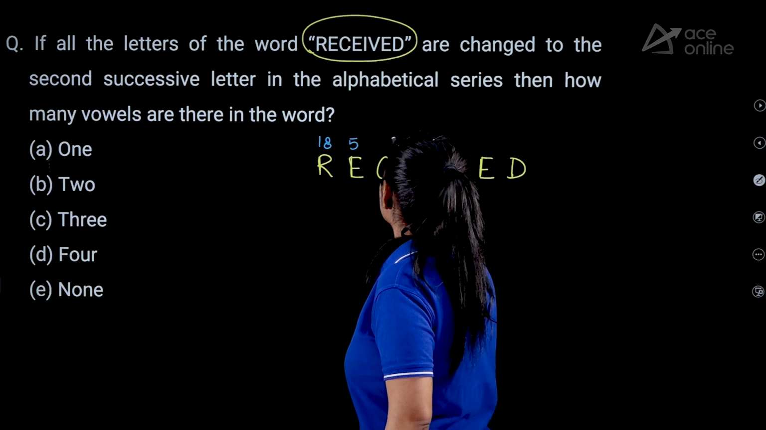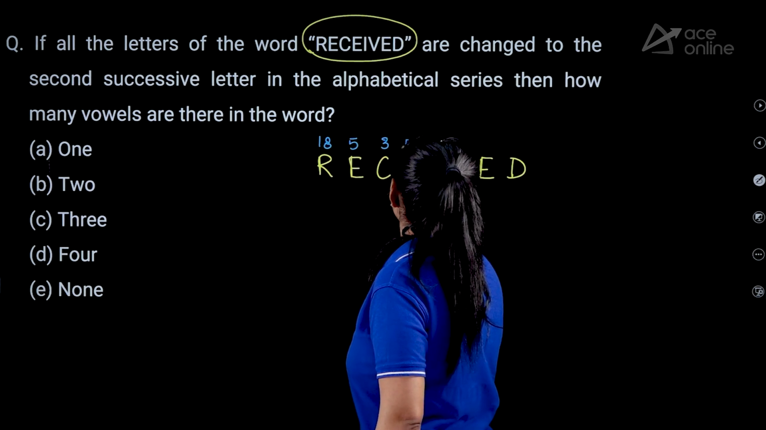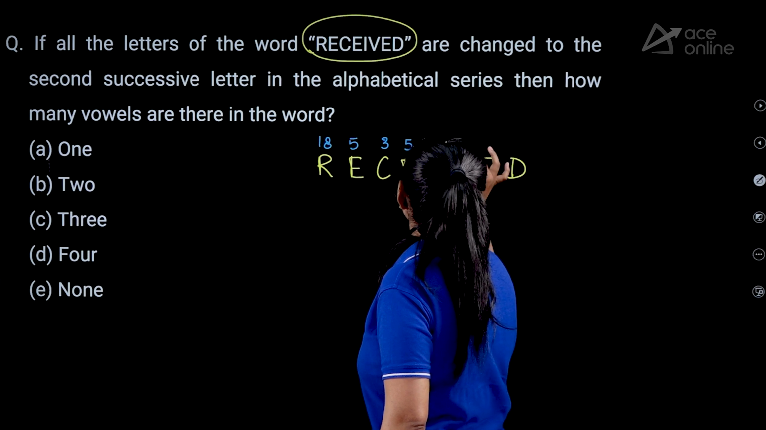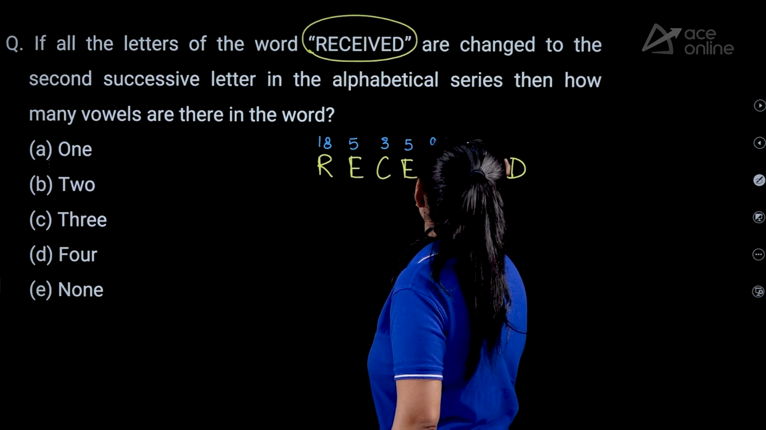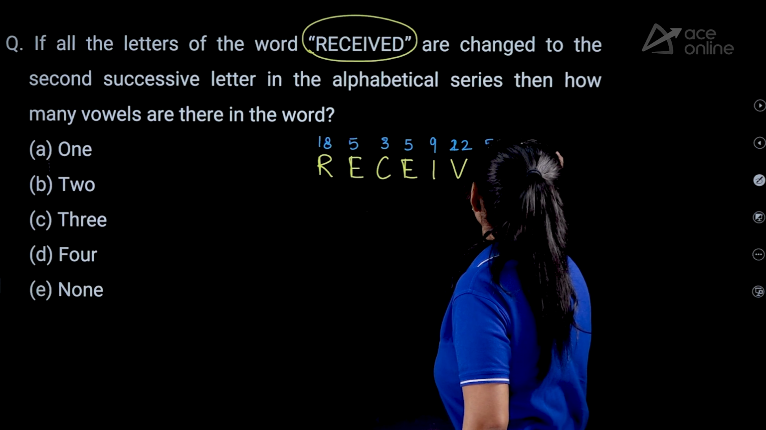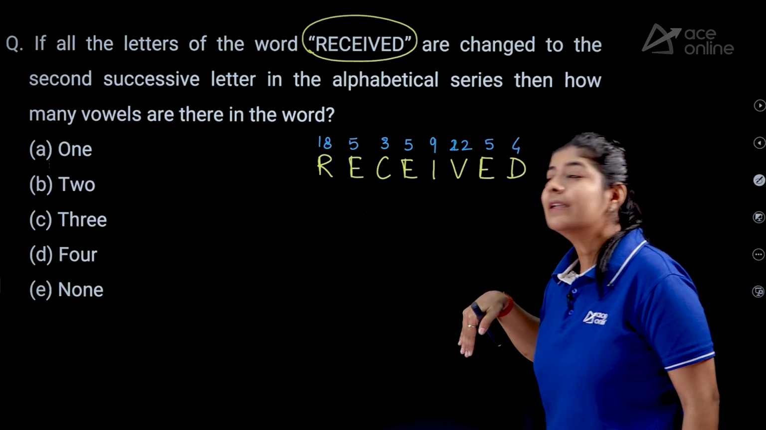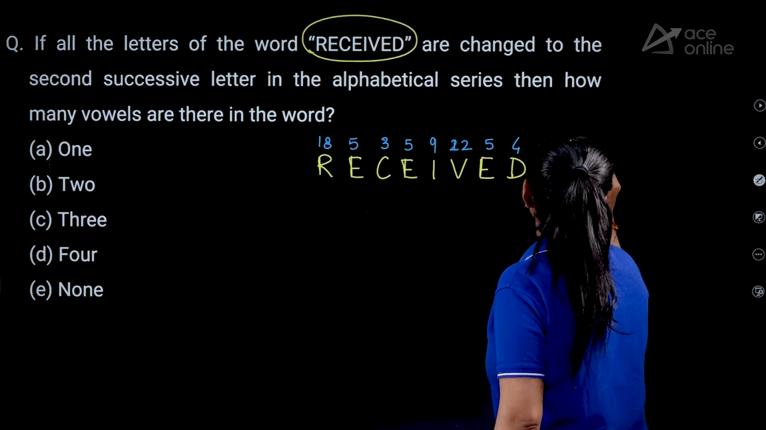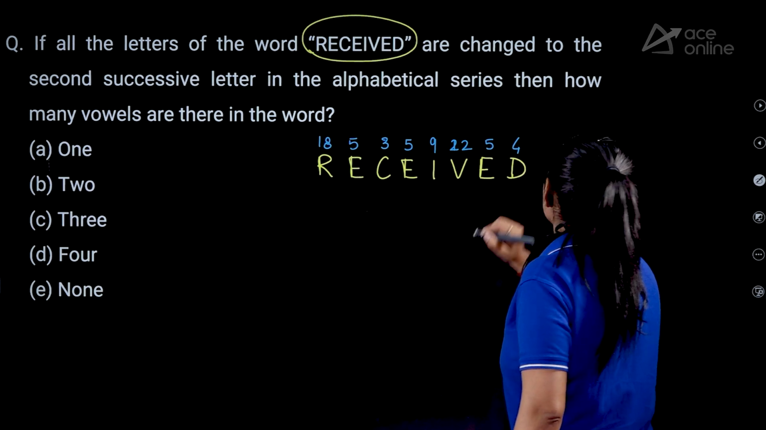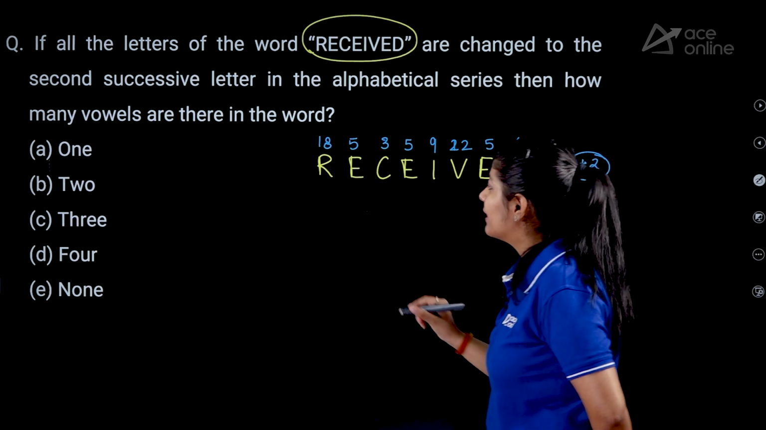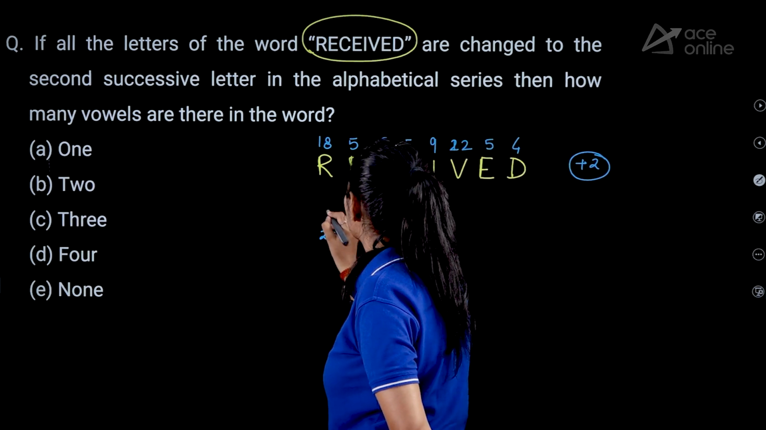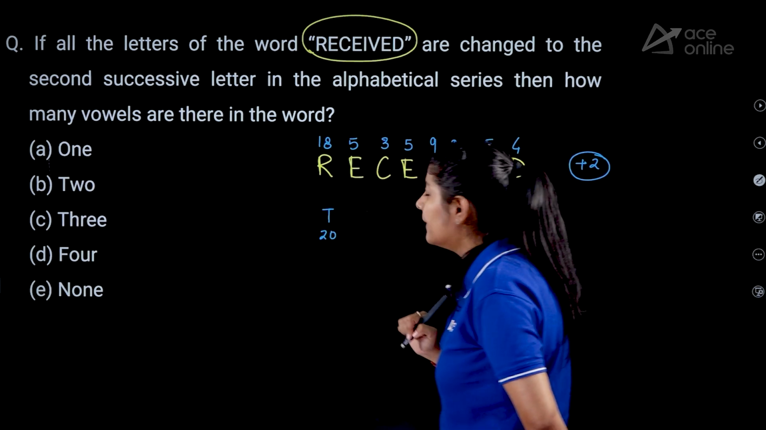18, 5, 3, 5, 9, 22, 5, and here we are having 4. Now what I have to do is write it by the second successive letter. That means I need to add plus 2 in that. So here I am getting 20. 20 is associated with T.